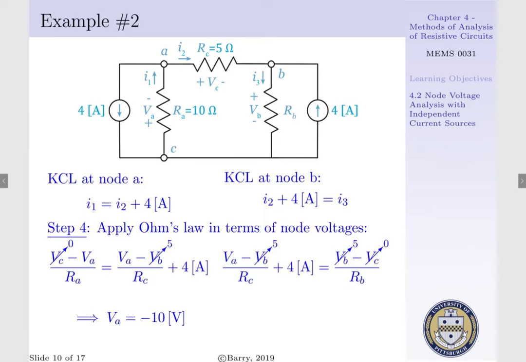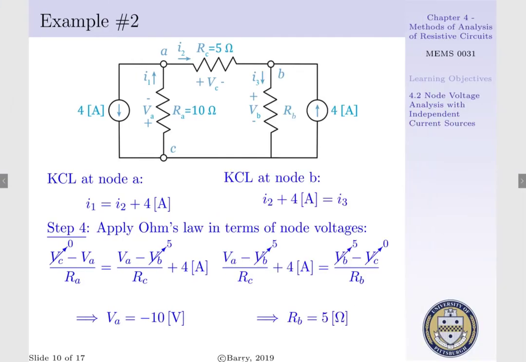Expressing our KCL equation at node B in terms of our node voltages, I2 is equal to VA minus VB per RC, where we recall VB is equal to 5 volts as measured by the voltmeter, plus 4 amps is equal to I3, which is expressed as VB minus VC per RB. Recalling VB is equal to 5 volts and VA is equal to minus 10 volts, given that RC is equal to 5 ohms, we can therefore solve for RB. RB is found to be 5 ohms.